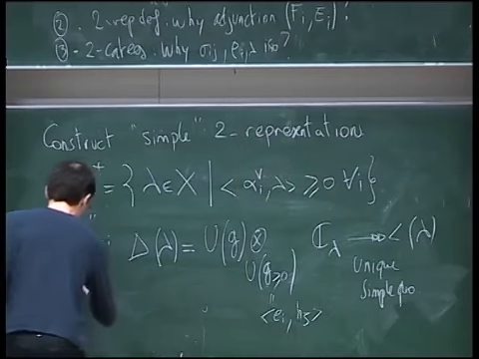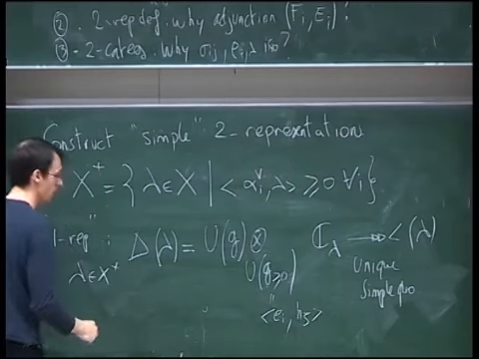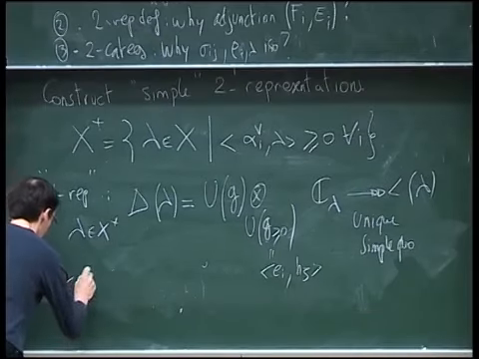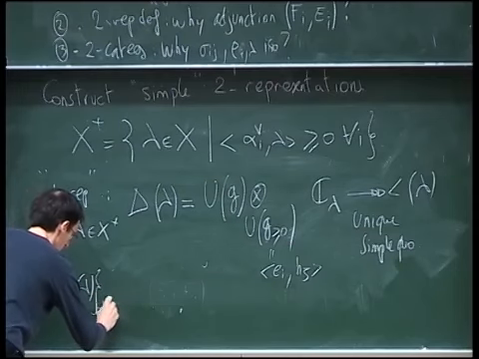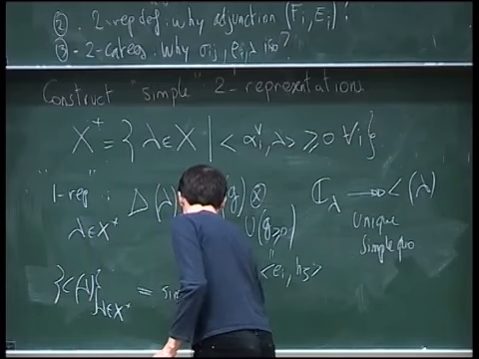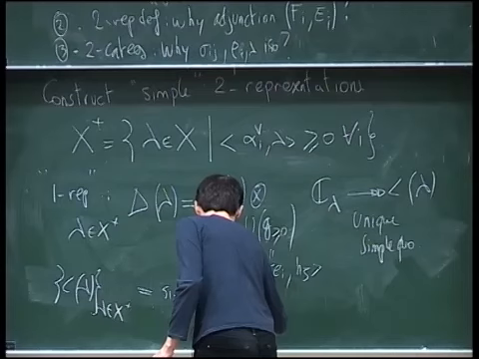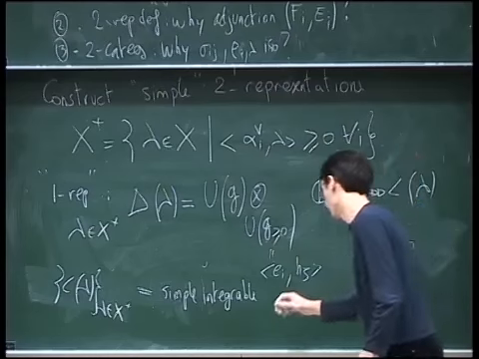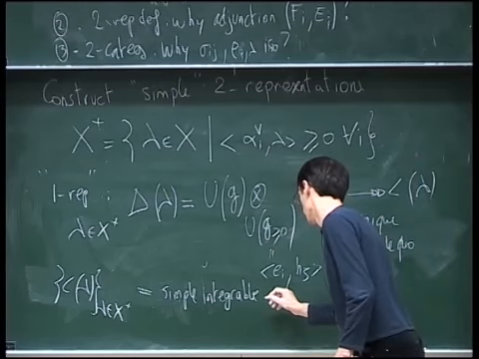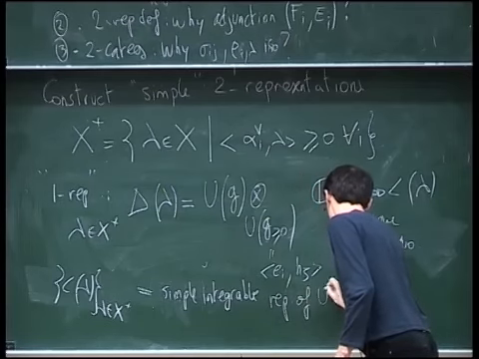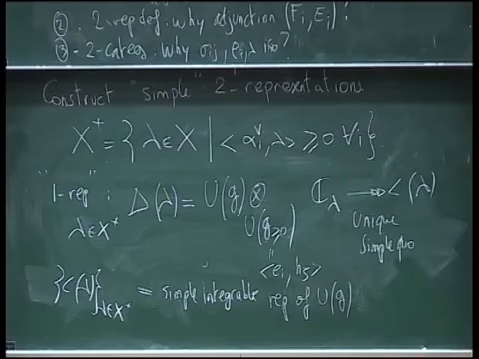So for when lambda is in X plus, the set of all L lambdas is a set of all simple integrable representations. Integrable, I include weight decomposition, so representations of say U of G. I'll be quick on that.